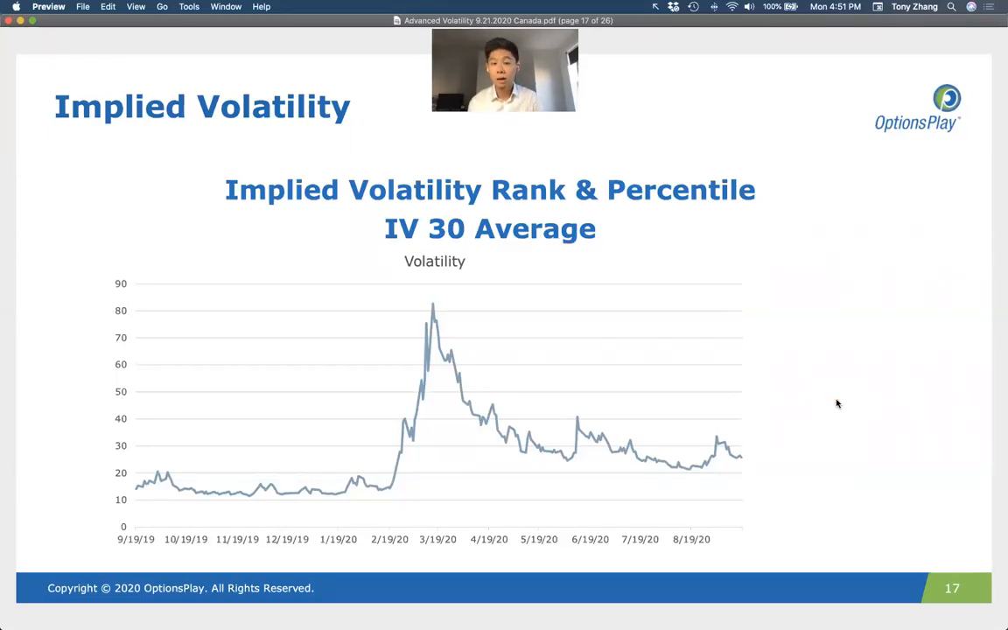IV rank and percentile are very useful for most traders to know where something is currently sitting on a scale of 0 to 100, which is really easy to understand. But understand that the 0 to 100 is only for the 30-day option. If you're trading a 20-day, 30-day, or 45-day option, is this metric good enough? It usually is. But if you're trading something drastically different, such as a 90-day or 180-day option, understand that these metrics may not be an accurate summation of the type of option you are trading.